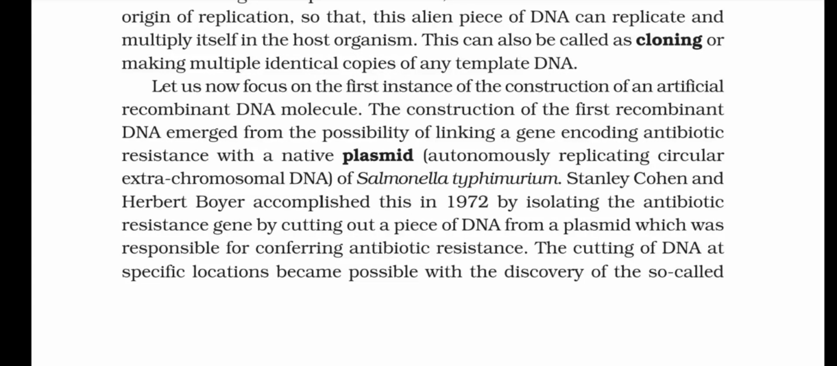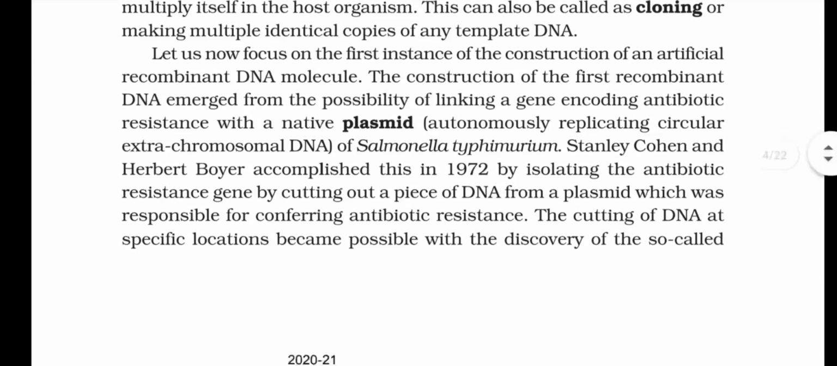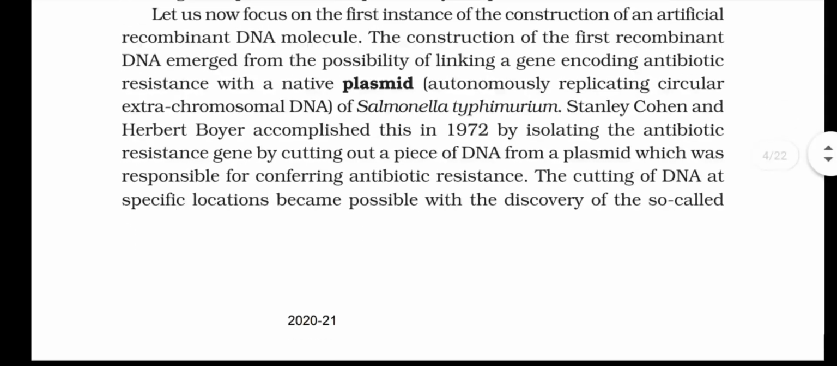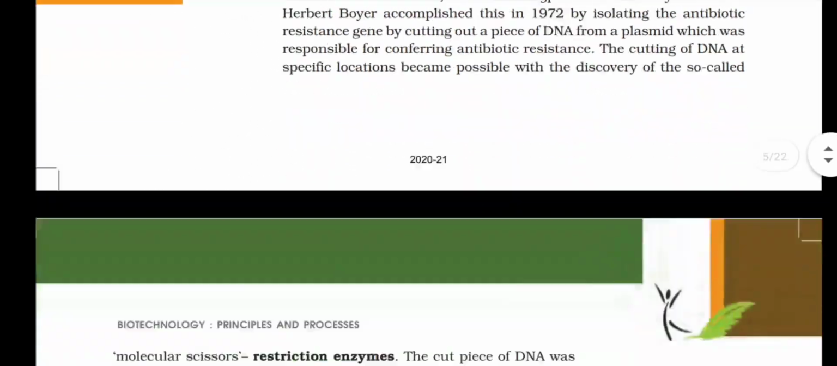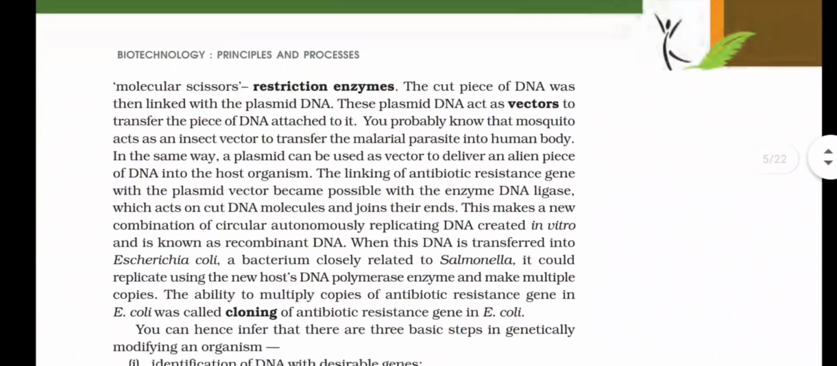So let's now focus on the first instance of the construction of an artificial recombinant DNA molecule. The construction of the first recombinant DNA emerged from the possibility of linking a gene encoding antibiotic resistance with a native plasmid. What is a plasmid? It's basically autonomously replicating circular extra-chromosomal DNA. Salmonella typhimurium, it's basically the bacteria, 1972. You need not remember that because that's not going to come.